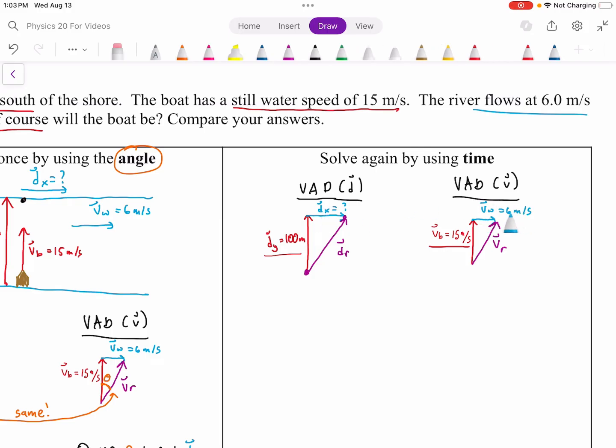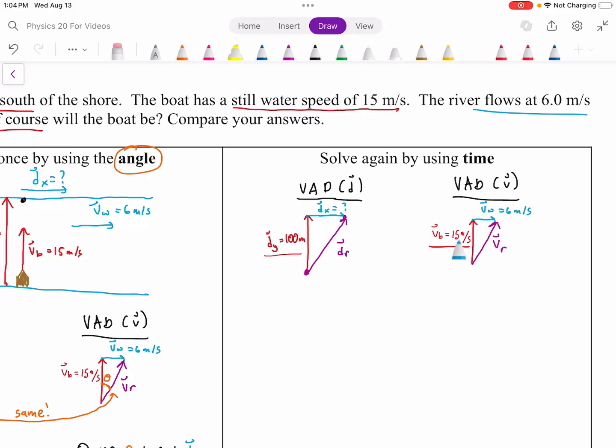We know that horizontally it goes 6 meters each second. We just don't know how many seconds it was doing that for. If we did, we could say how far it would go, right? What we do know, though, is that vertically it went 100 meters while traveling at 15 meters each second. So with those two pieces of information, we can figure out how long it would take for something going 15 meters each second to travel 100 meters. And then once we have that time, we know that the boat was moving horizontally at 6 meters per second for that amount of time, right?